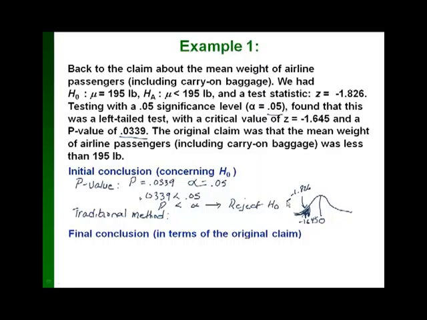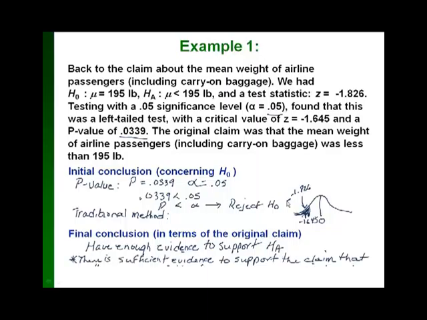Now, to write our final conclusion, if we're rejecting the null hypothesis, that means that we have enough evidence to support our claim, because our original claim in this case was our alternative hypothesis. So we have enough evidence to support our alternative hypothesis. So that means that we have sufficient evidence to support the original claim that the mean weight of airline passengers was less than 195 pounds.